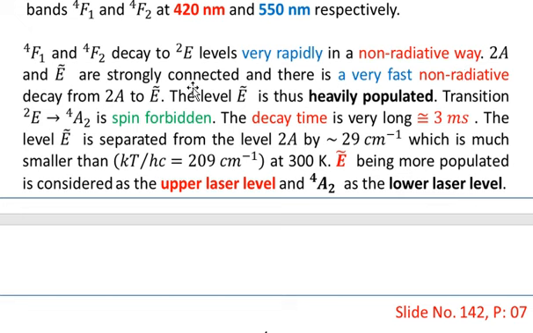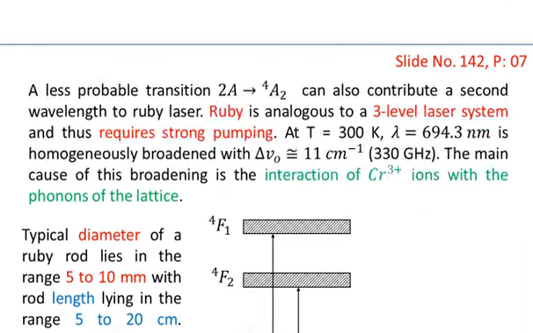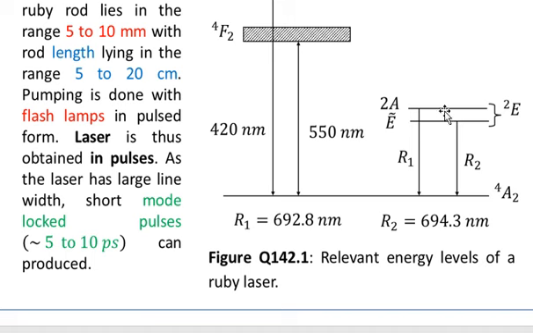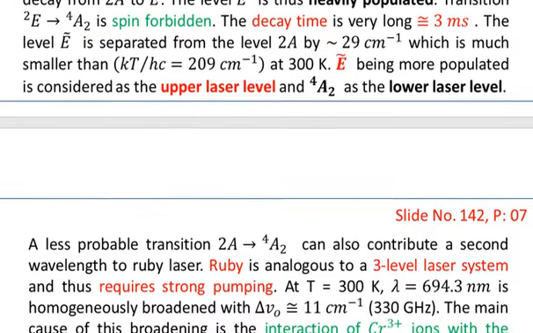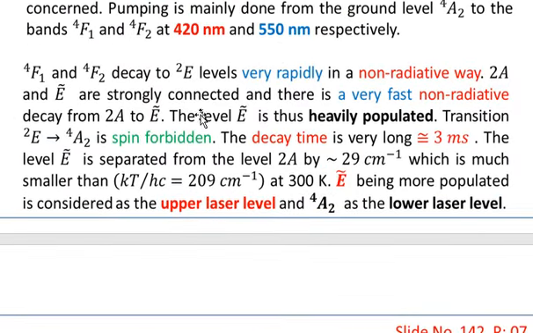2A and E prime are strongly connected and there is a very fast non-radiative decay from 2A to E prime. So you see that in connection with the 2E levels, I have shown only 2 levels over here. So these 2 levels are very strongly coupled and 2A will decay very rapidly to the E prime level. The level E prime is thus heavily populated.